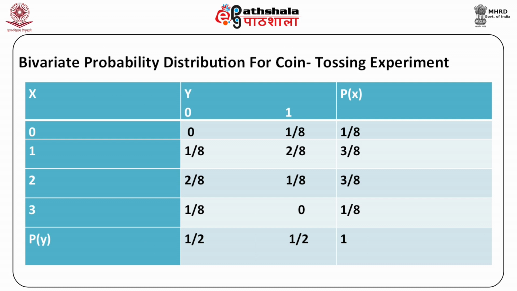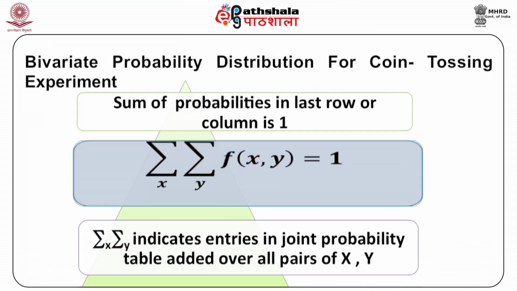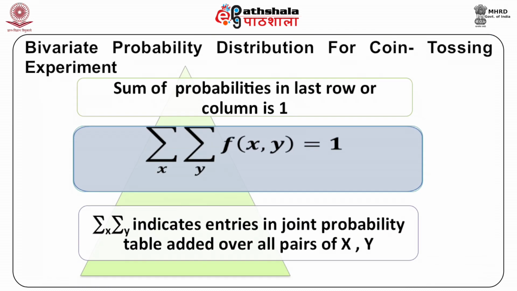Consider now the probability that in a trial of the experiment, X assumes the value small x and Y assumes the value small y. Symbolically, this may be written as P(X = x, Y = y), which is equal to p(x, y), the probability of the intersection of the events X equal to x and Y equal to y. Thus, from the previous table, we can make a bivariate probability distribution, or the joint probability distribution, of X and Y for the experiment. This table is specified by listing the probabilities associated with all possible pairs of values x and y. In the table, the sum of the probabilities in the last row or column is equal to 1.